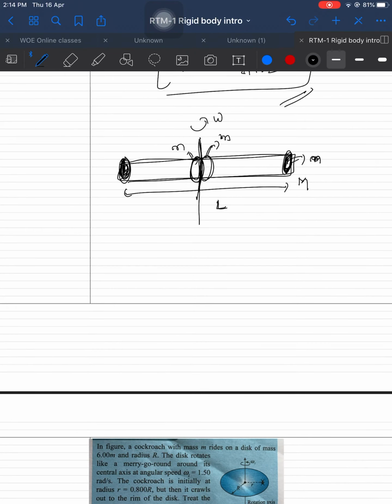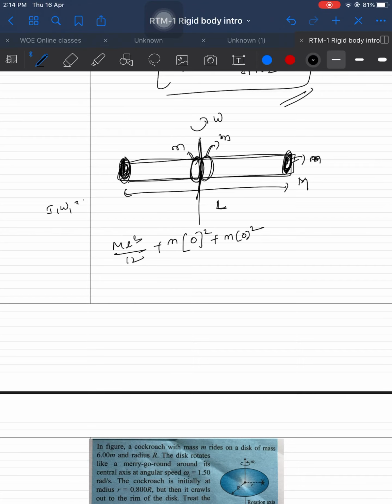This is the position about this axis. Initial angular momentum: the rod's is M L square by 12 because it is at the center, plus m into what is the distance? 0, 0 square, plus m into 0 square. You might be wondering what is this, sir?